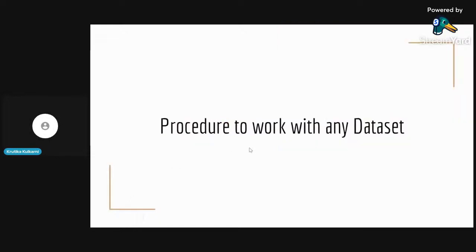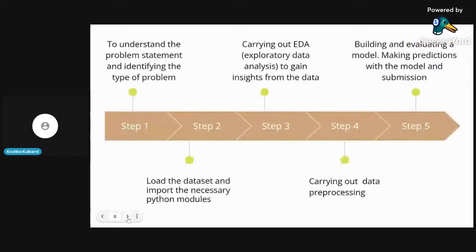So let's take a look at the procedure to work with any data set. There are 5 basic steps which I'm going to be walking you guys through. Those 5 steps are as follows. The very first step, as soon as you get the data, is to understand the problem statement. You need to identify what type of problem you are going to be solving. This is our very first step, where you really need to figure out the crux of the problem, that I need to figure out these steps for getting a particular output.